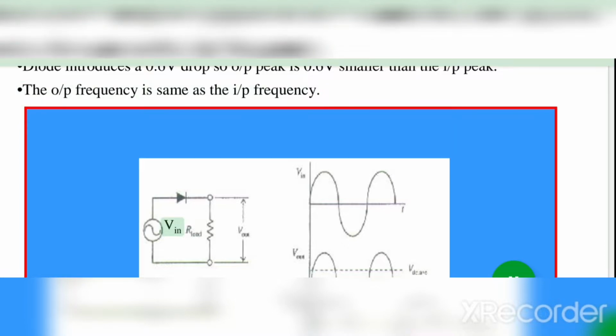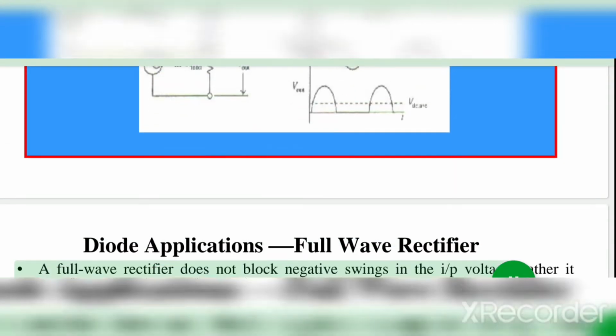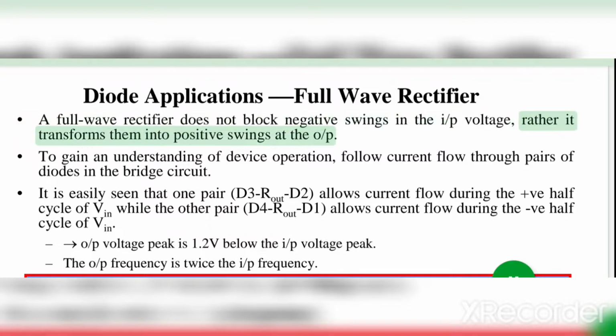VIN. Diode applications. Full wave rectifier. A full wave rectifier does not block negative swings in the input voltage. Rather, it transforms them into positive swings at the output. To gain an understanding of device operation, follow current flow through pairs of diodes in the bridge circuit.